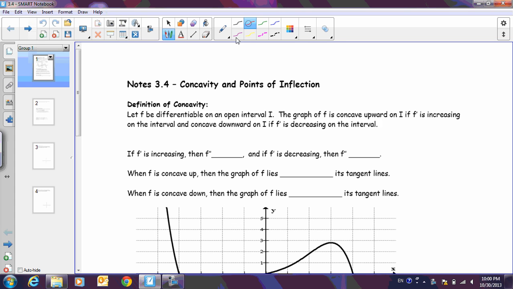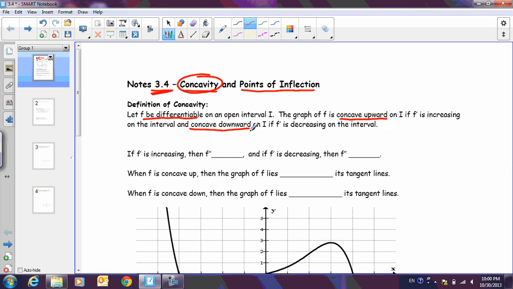Okay, so in 3.4, we start talking about a new term, concavity. We also have these things called points of inflection. But first, when we talk about concavity, what I'm saying is if we have a differentiable function, then that function can either be concave up or concave down.